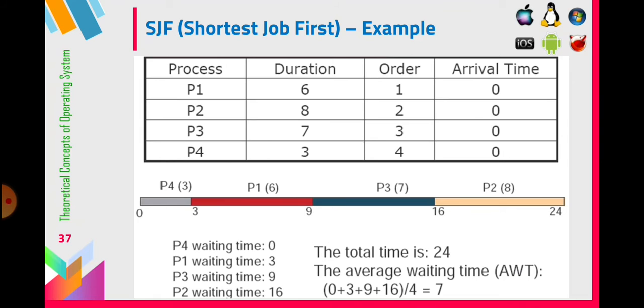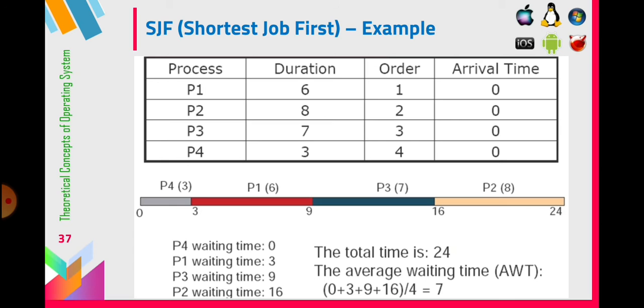Now you can see this example here. Four processes are given: P1, P2, P3, P4. Each process's duration time is also given: 6, 8, 7, 3 in order. The order in which they enter the CPU is also given. Process P1 enters the CPU first. Process P2 enters the CPU second. Then P3 enters the CPU third. And then P4 comes in fourth place.